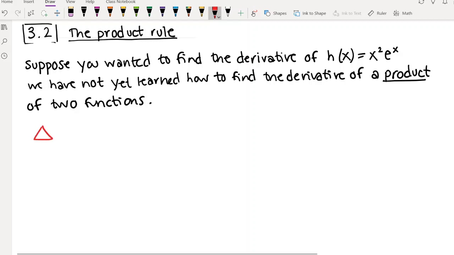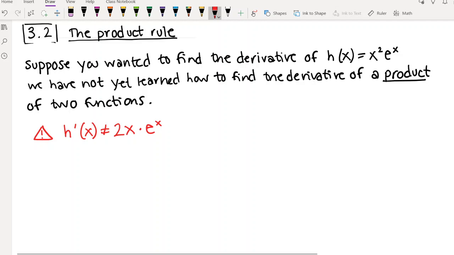So the rule that is not true: let's say that you wanted to take the derivative of this function above, the h of x function. It is not true that h prime of x is just equal to, okay, let's take the derivative of x squared, that's 2x. Let's take the derivative of e to the x, that's e to the x. Unfortunately, it just does not work that way.